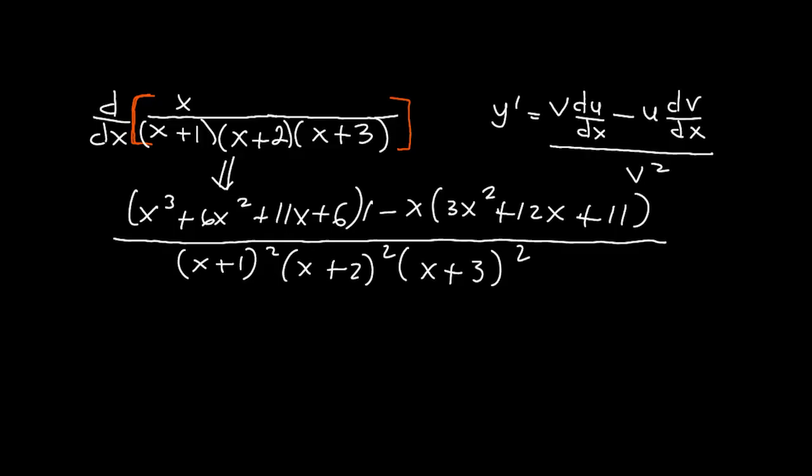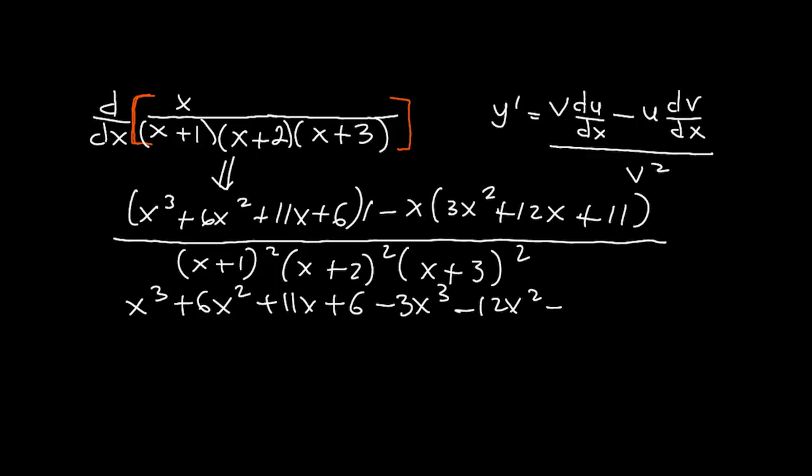So the next thing to do now is for us to do the expansion. Open the brackets. So we're going to have this one, x cubed plus 6x squared plus 11x plus 6, and then minus x times 3x squared, that's a minus 3x cubed, minus 12x squared, and then minus 11x, over the denominator. So that's what we have.